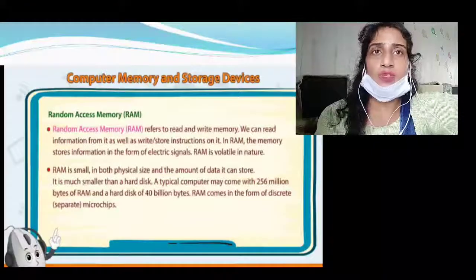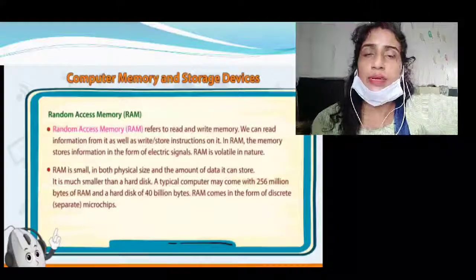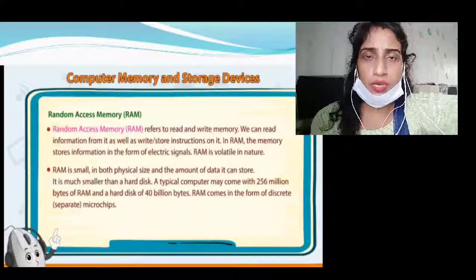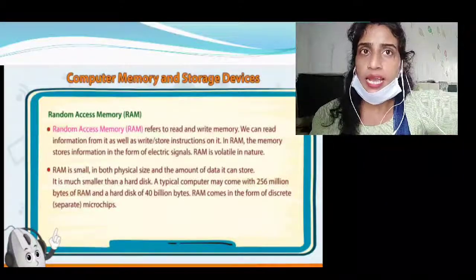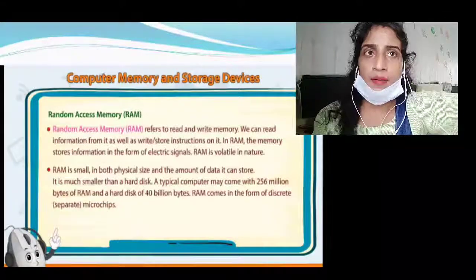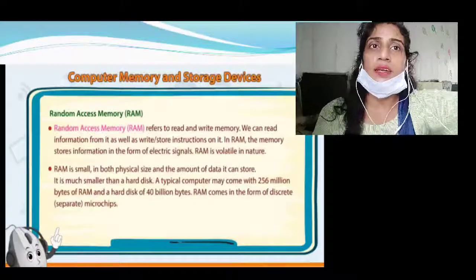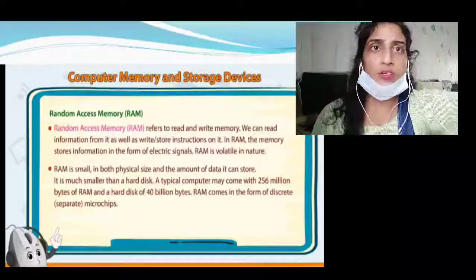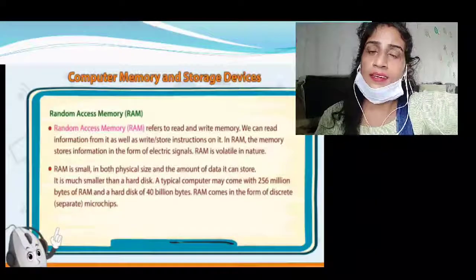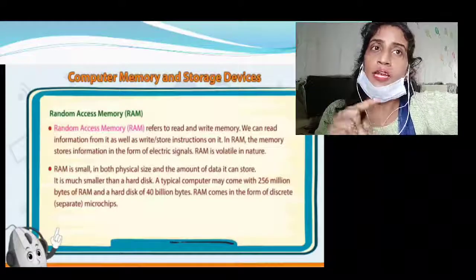Now the next type of primary memory is RAM. RAM is random access memory. It refers to read and write memory. We can read information from it as well as write or store instructions on it. In RAM, the memory stores information in the form of electric signals. RAM is volatile in nature. ROM is non-volatile, but RAM is volatile in nature.